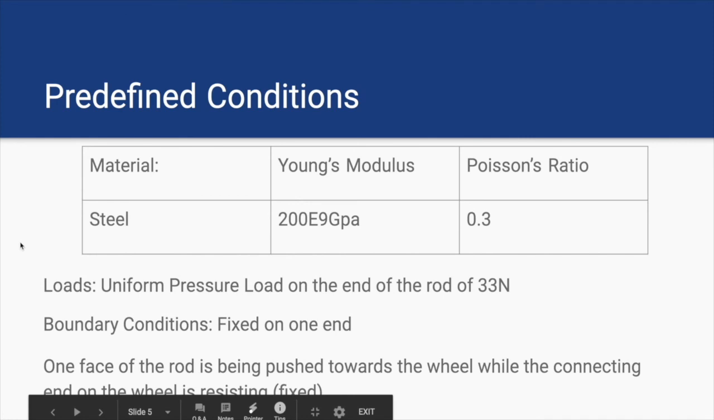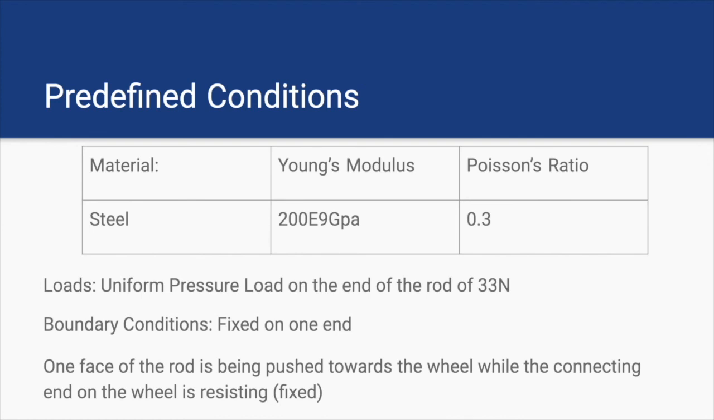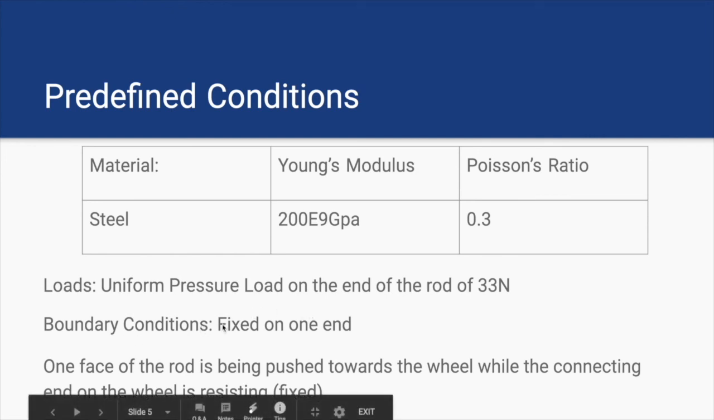We're going to work with steel, mainly because steel is the main type of material used in tie rods. We used a Young's modulus of 200 e to the 9 pascals and a Poisson's ratio of 0.3. We're going to apply a uniform pressure load on the end of the rod of 33 newtons, with one end of the rod fixed.